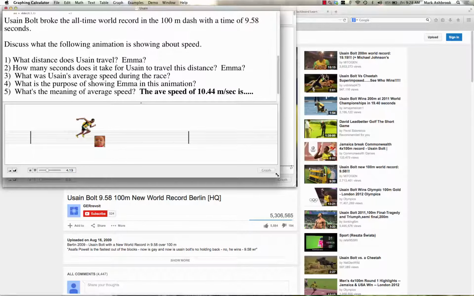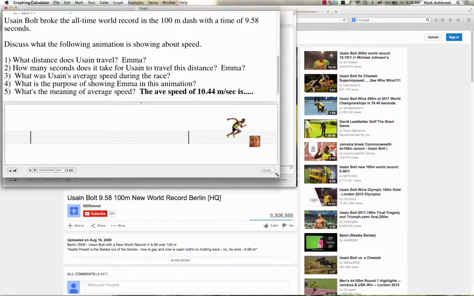What distance did Usain travel? 100 meters. How about Emma? They both traveled 100 meters. Okay? How many seconds does it take Usain to travel that distance? 9.58. What about Emma? 9.58. There's a point to this, okay? So they both traveled the same distance in the same amount of time.